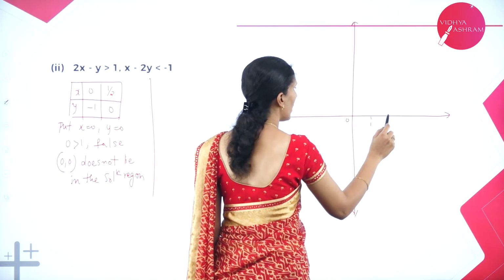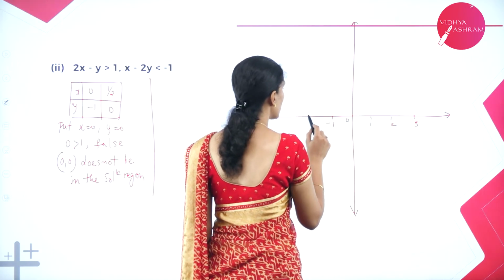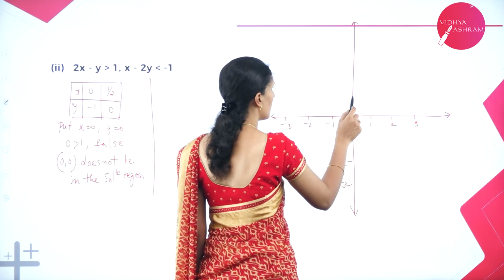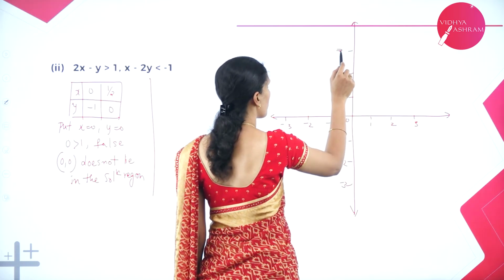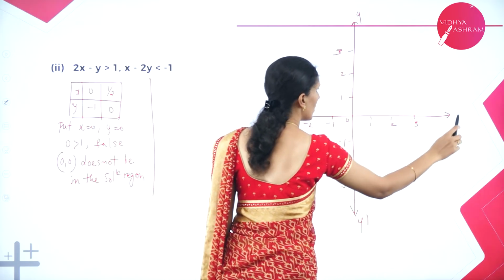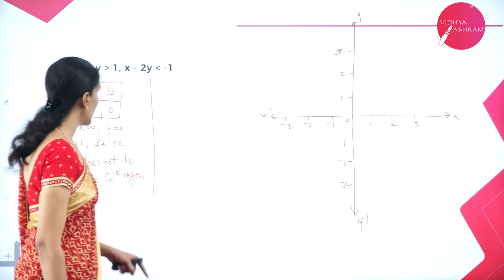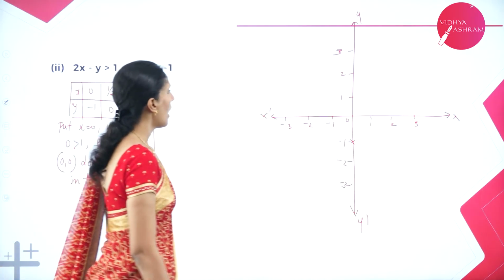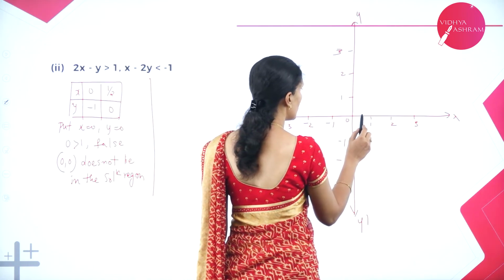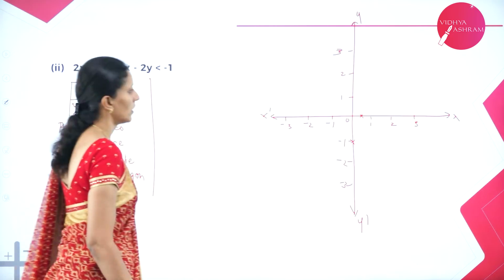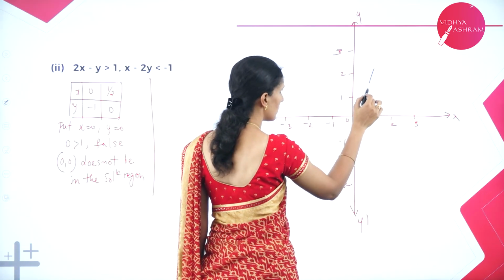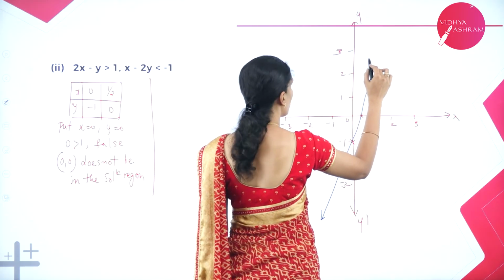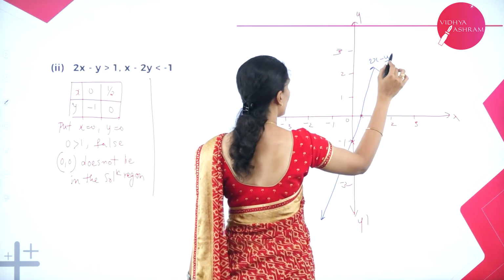So 0, 1, 2, 3, minus 1, minus 2, minus 3, and plus 1, plus 2, plus 3 on the axes: y, y dash, x, x dash. Now let us see the points. One is 0 comma minus 1. This is the point. And another one is half comma 0, that is this point, 0.5 comma 0. So the line will be like this. This is the equation of the line for 2x minus y greater than 1.